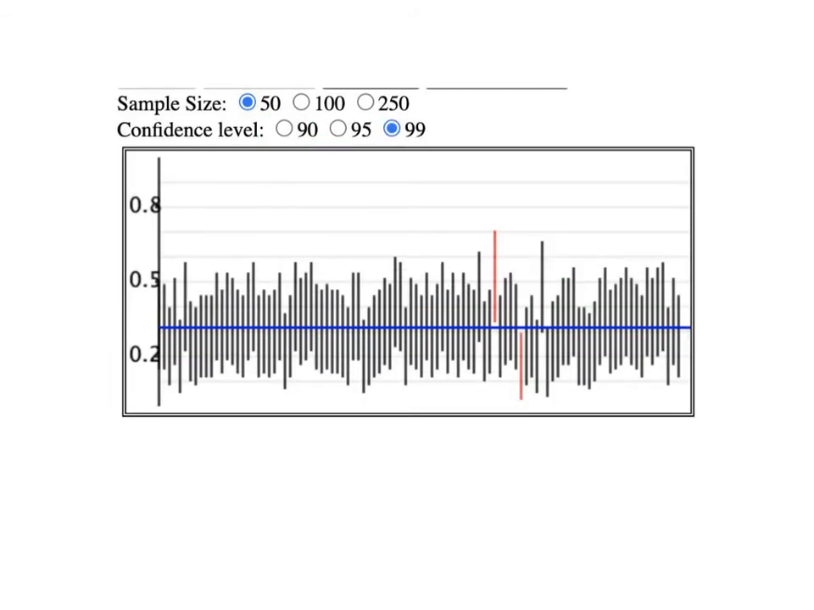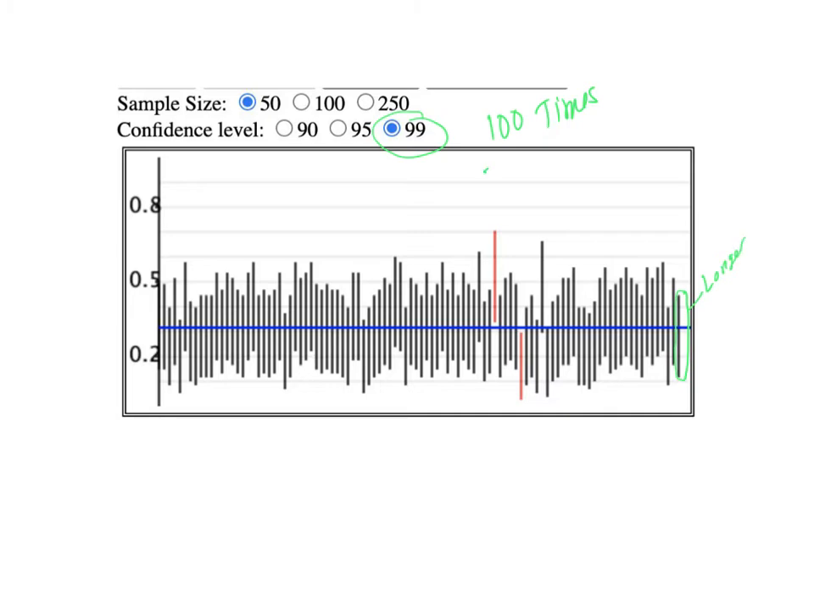Here's another example. I did the same thing. I chose a sample size of 50 marbles. I did it 100 times. I made 100 confidence intervals. But this time I asked for 99% confidence. So notice my intervals are longer now. Hopefully you can tell that from looking here. This is longer now.